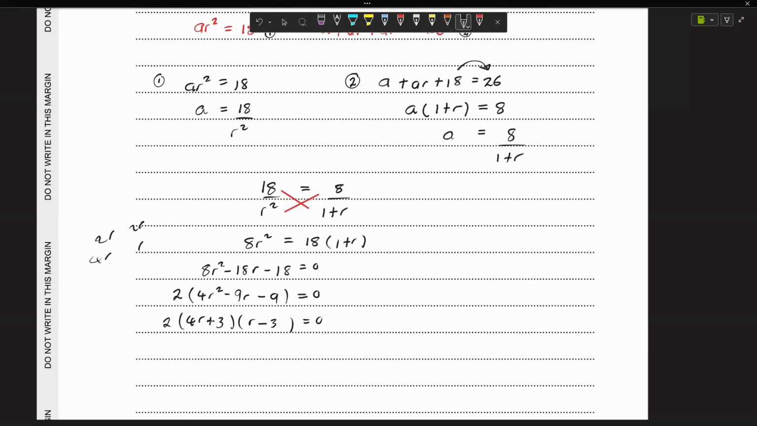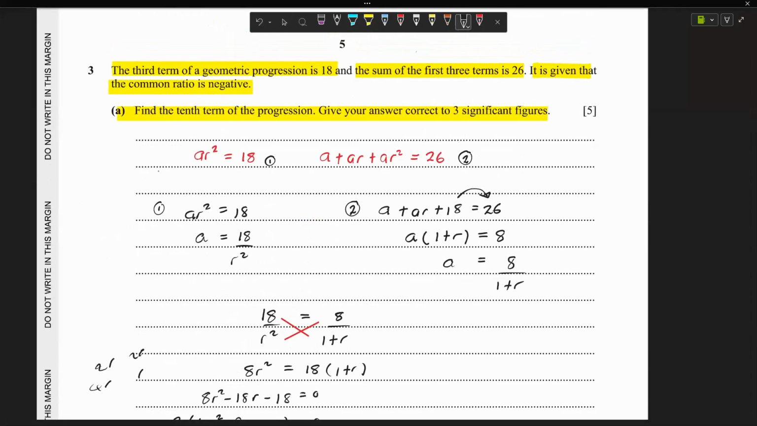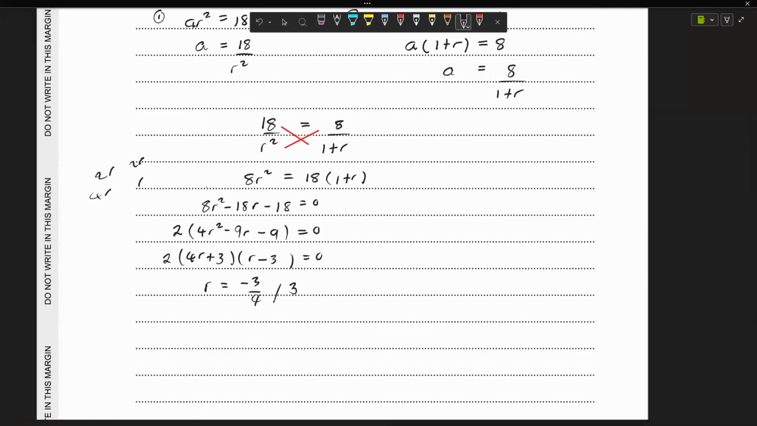Essentially, if we equate this factor to 0, we get R to be negative 3/4. And when you equate this to 0, we get R to be 3. Now remember, they told us that the common ratio R is negative. So we are going to reject the 3. Therefore, R is negative 3/4.